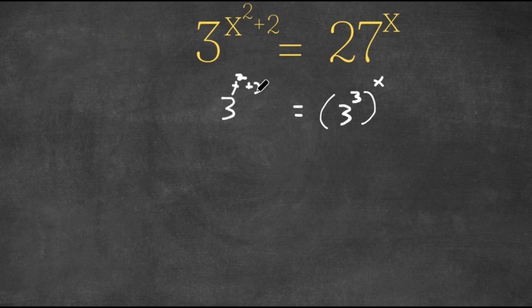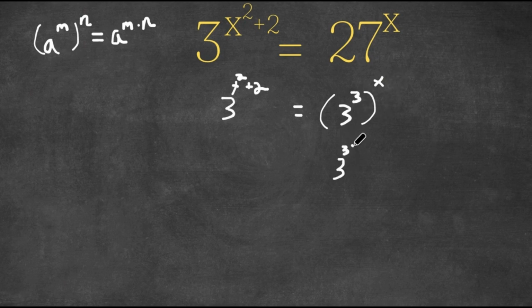Now, if we have something in the form a to the power of m to the power of n, this is actually equal to a to the power of m times n. So this is an important property of exponents. So if we have 3 to the power of 3 to the power of x, this is equal to 3 to the power of 3 times x, which is simply 3x. And this is equal to 3 to the power of x squared plus 2.